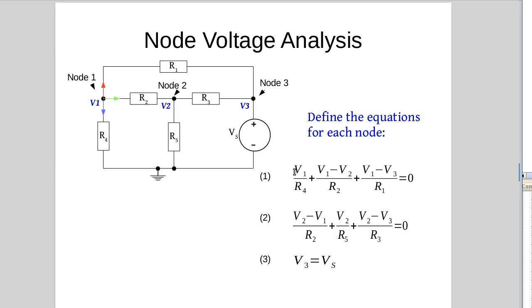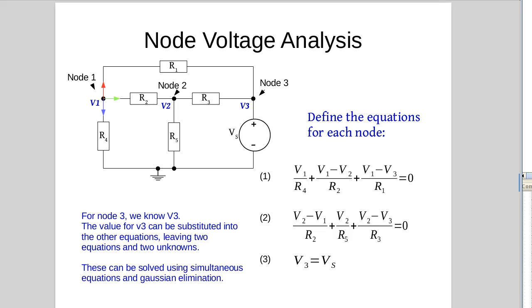Now in this equation it looks like we've got three unknowns, V1, V2 and V3. But it turns out that we do know V3. So there's two equations and two unknowns. So we're going to solve these using Gaussian elimination.